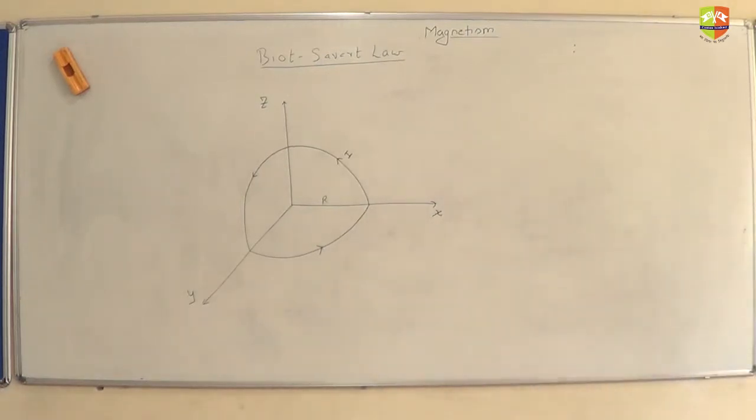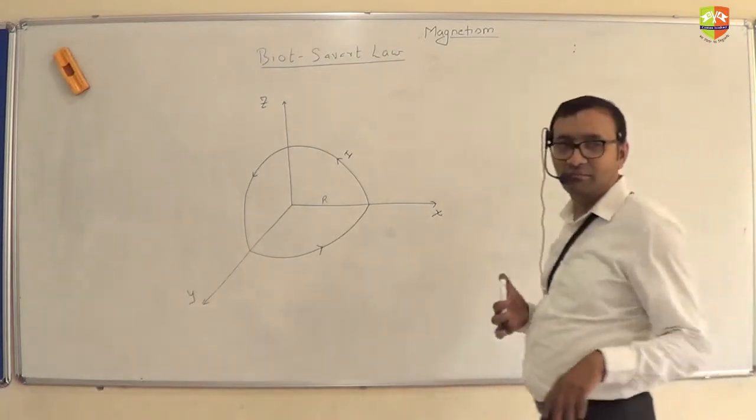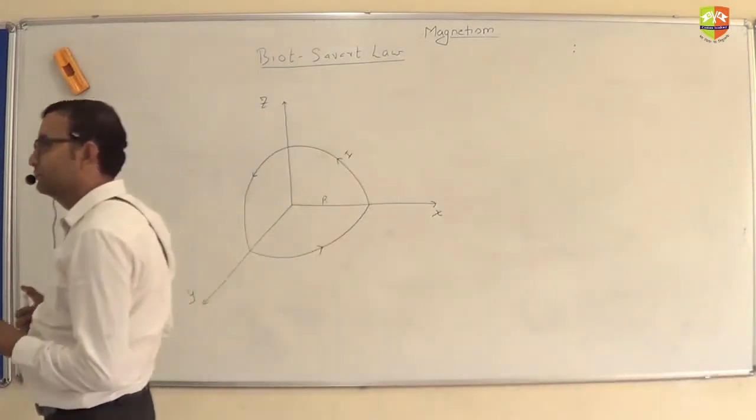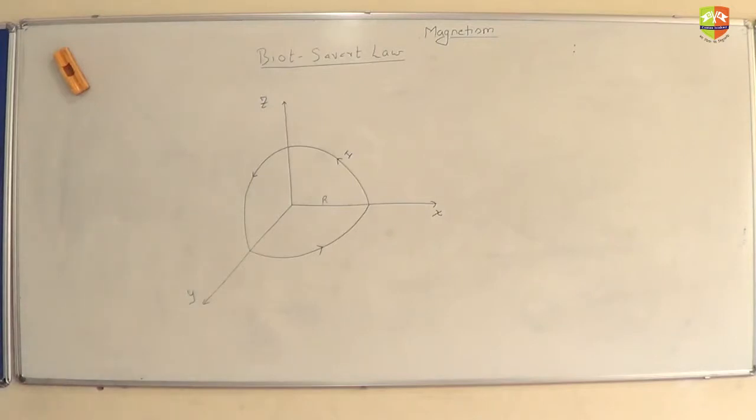The answer three is not right. That's wrong, because magnetic field is a vector. You can't add them like numbers, you have to add them like vectors.